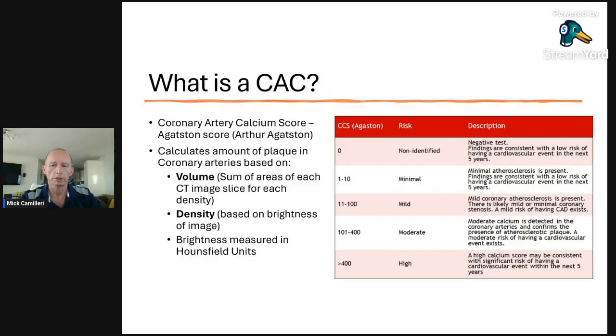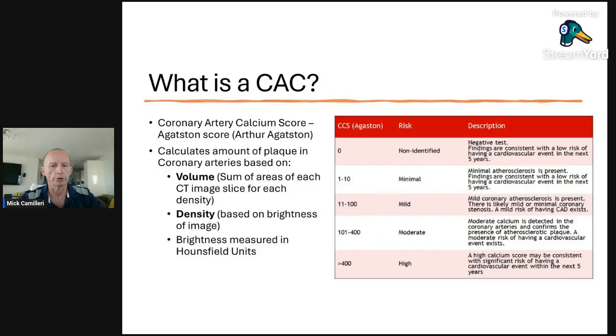11 to 100 is where things start to get interesting, depending on your age group. It's mild atherosclerosis. Keep an eye on it, some lifestyle factors might need adjustment to make sure it doesn't get any worse. And there has been some evidence of this being reversed when the scores are below 100.